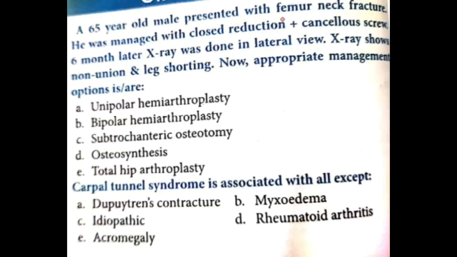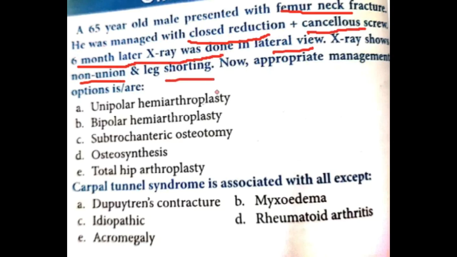A 65-year-old male presents with a femoral neck fracture and is managed with closed reduction and cancellous screw fixation. Six months later, an X-ray was done in the left lateral view. The X-ray shows non-union and leg shortening. So what is the appropriate management?